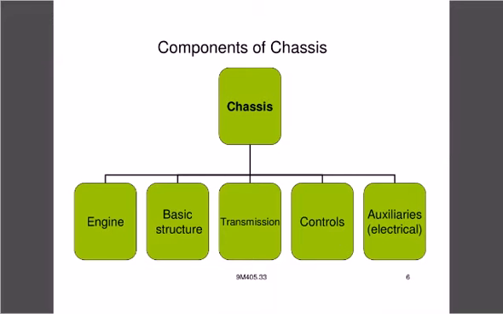The different components of the chassis are: the first one is engine, which is the prime mover by which the vehicle moves, and then the basic structure. All the components are mounted on this basic structure only. Then the next is transmission system. So this transmission system is used to convey the rotary motion from the engine to the wheels. The next one is controls. Controls means these are used to control the vehicle. They are used to control the direction of the vehicle, and at the same time they are used to control the speed of the vehicle. And then the auxiliaries. The auxiliaries are the extra equipment.